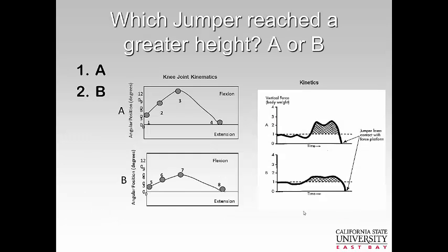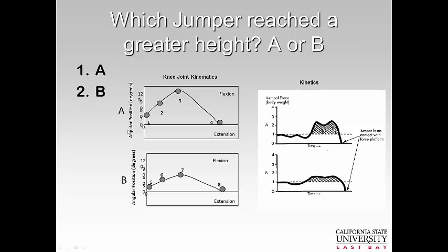Here's another example. So here are two ground reaction forces, A and B, and this is the knee joint kinematics for both the A scenario and the B scenario. So my question to you is, which jumper reached a greater height, A or B?